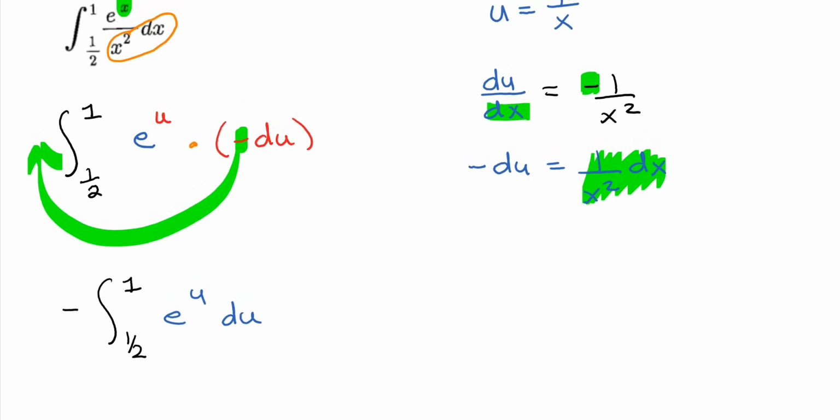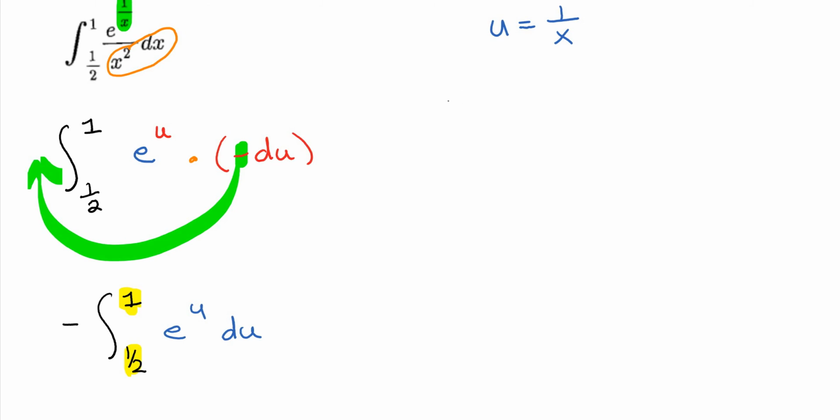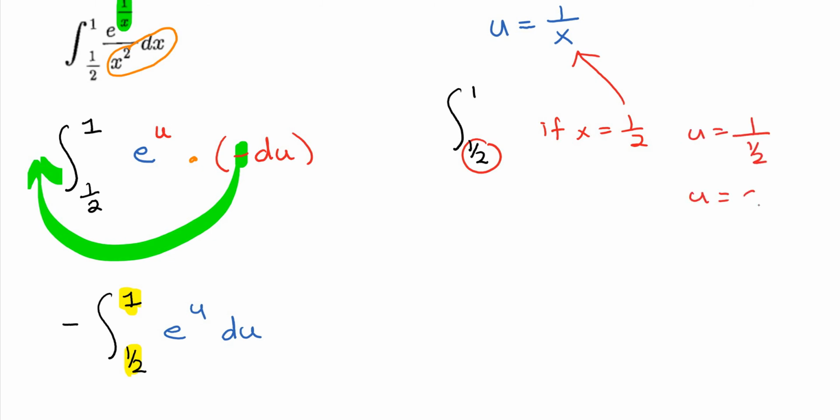Okay, so we're almost done cleaning that up now, and from there on, I need to change my upper and lower boundaries now. So let's do that on the right hand side. Let me erase this now. So currently, my upper and lower bounds are going to be 1/2 and 1. So let's go ahead and start with the lower boundary here. So if x equals 1/2, then u would equal 1 divided by 1/2, and that would mean u would equal 2. So on my integral sign, my lower boundary is going to be 2.